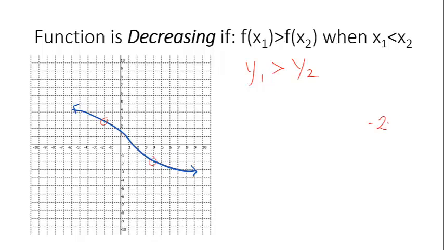So -2 is less than 4, and let's find out what those corresponding y values are. When x is -2, I can see the y value is right here at 3, and when x is 4, my y value is at -2. And 3 is definitely greater than -2. So this function is decreasing on that interval. And you can see from the graph as well that the function is decreasing, it's going down. As the x values are increasing, the y values are decreasing.